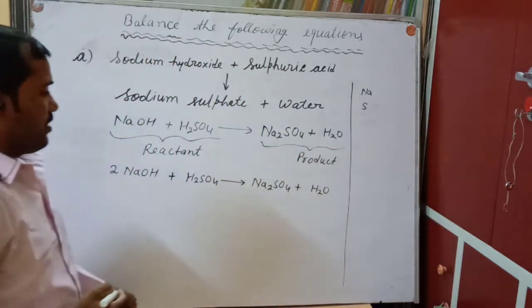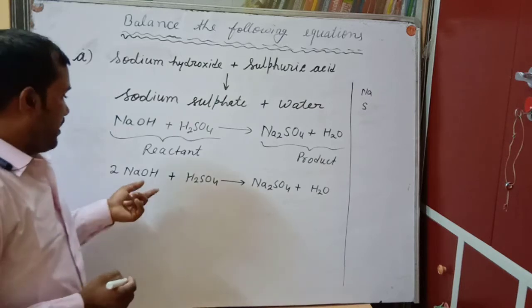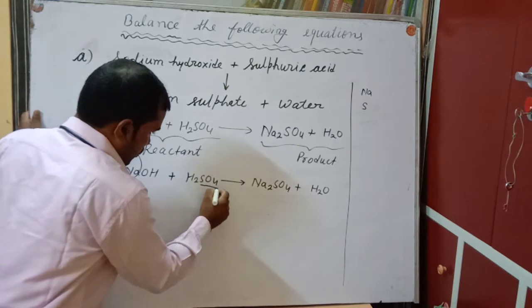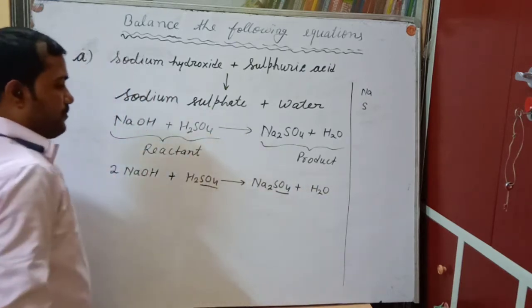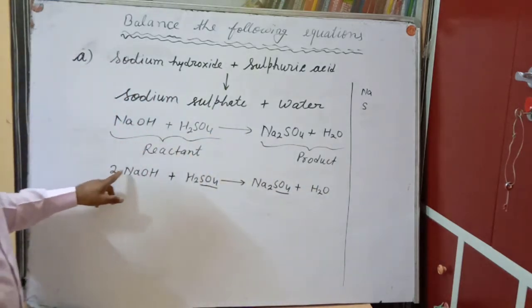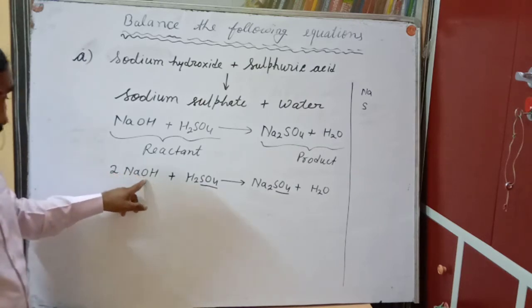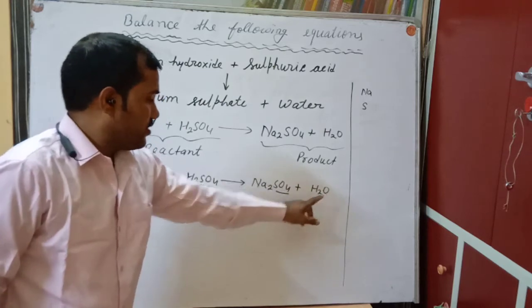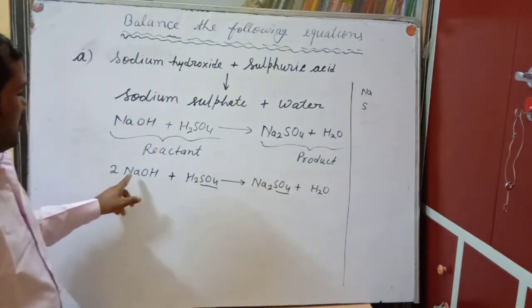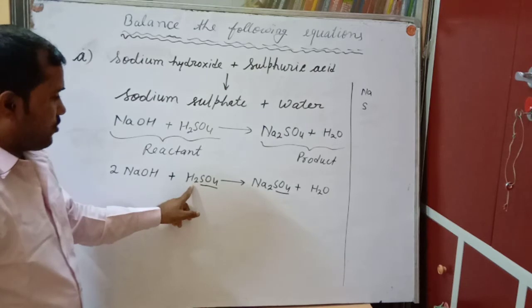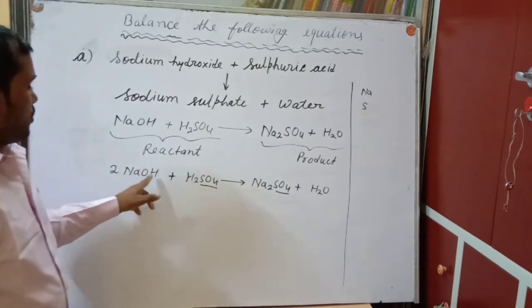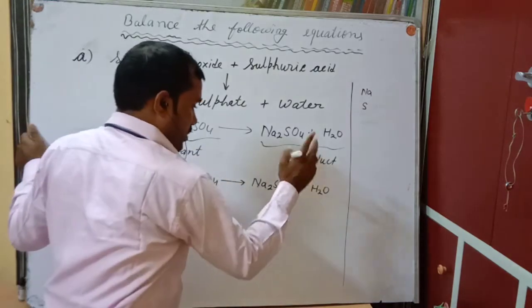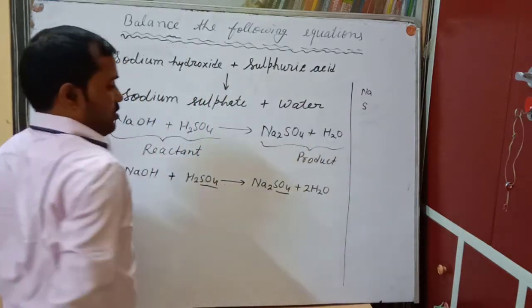Now we will see the total number of oxygen. How many oxygen present here? See SO4, 4. Only what is there? 2 oxygen here, and here how many oxygen? Only 1 oxygen. So what we have to do, and total hydrogen, 2 hydrogen here plus 2 hydrogen here. 2 plus 2 is equal to 4 hydrogen in the reactant side, but in the product side only 2 hydrogen, so we can multiply with 2.